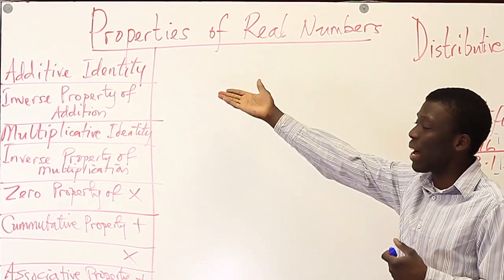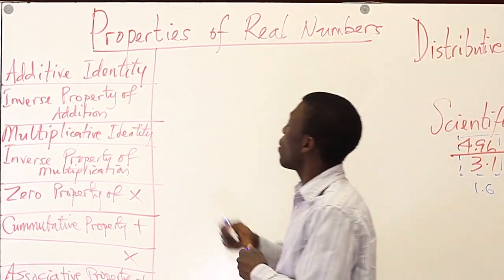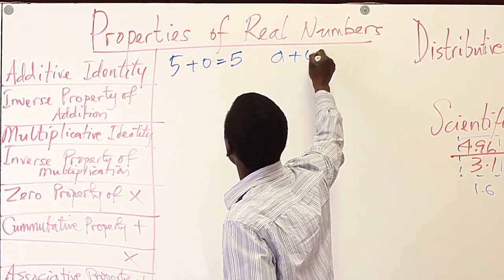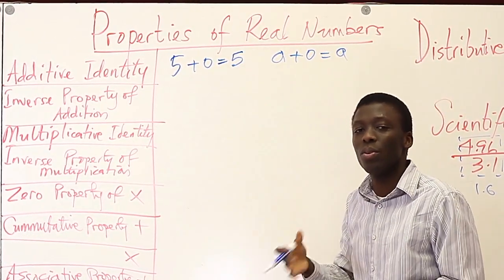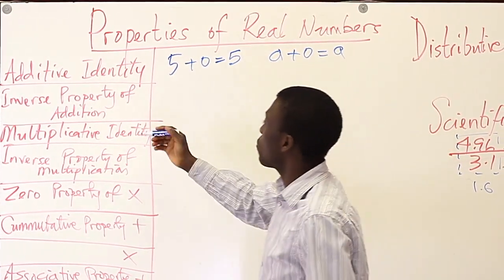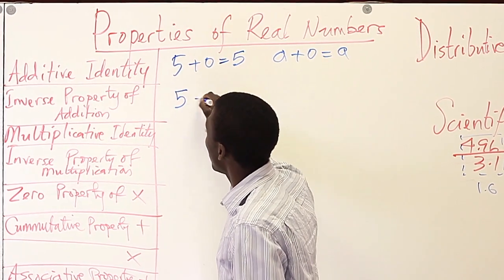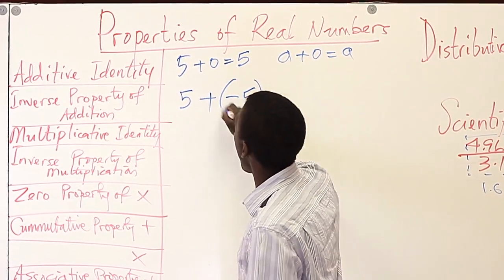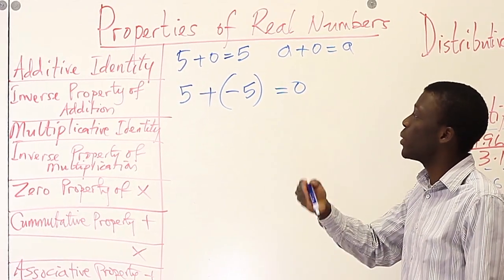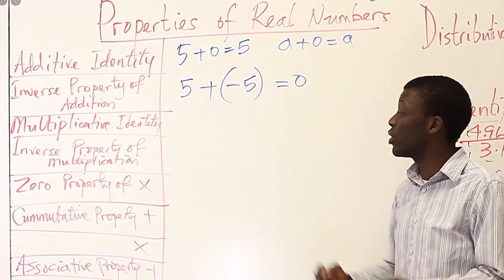So what is the additive identity property? When you add a number to 0, like 5 plus 0, you get the number itself, okay? So we say a number added to 0 is itself. Identity, think of looking at the mirror. The inverse property of addition: if you add a number to its opposite, you get 0, right? It's called the inverse property of addition, and it's used especially when you're solving equations.